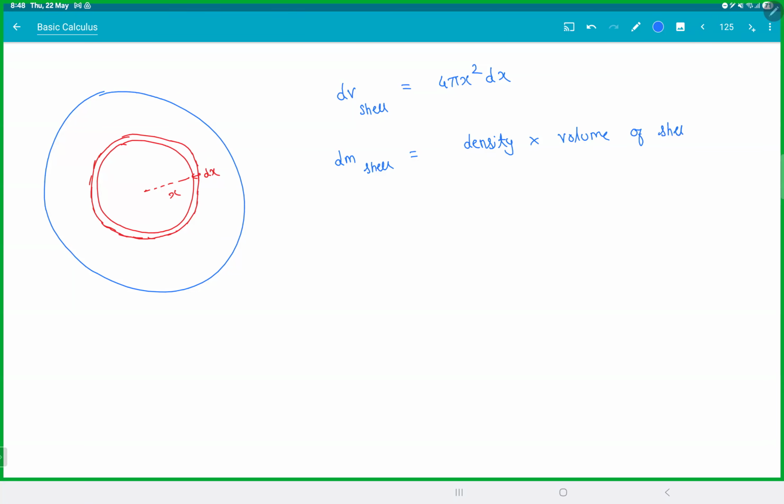So this will be the volume of shell and density of shell. Density of shell is 2x. Volume of the shell is 4 pi x square dx. So this would be the mass of this thin shell, 8 pi x cube dx.